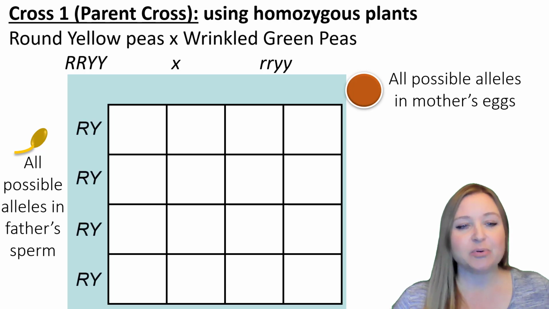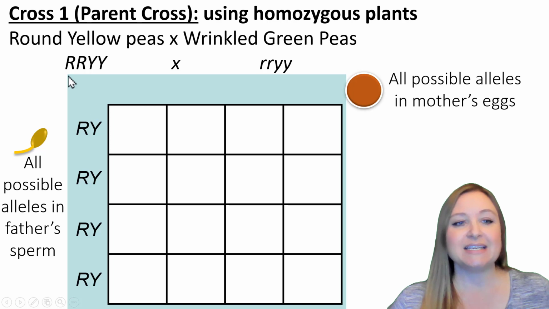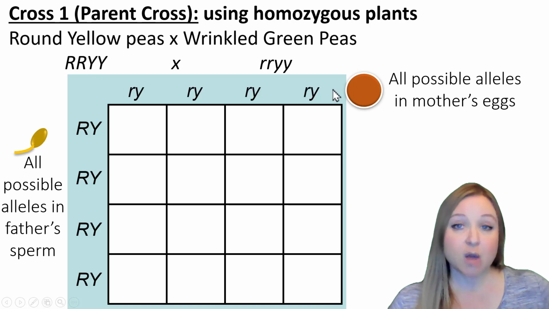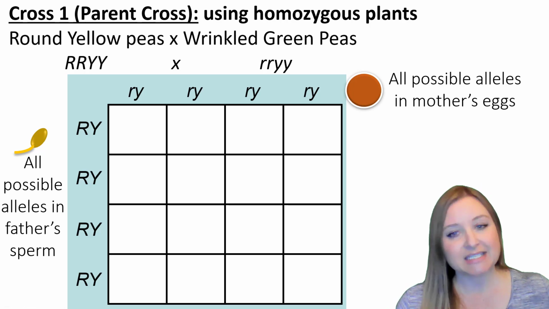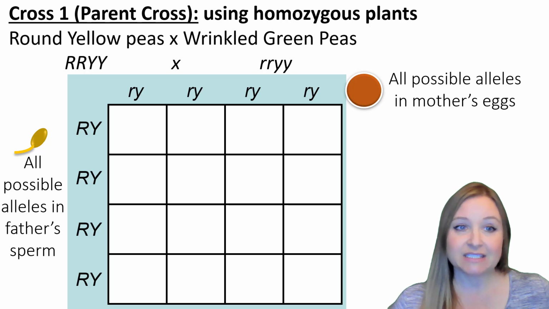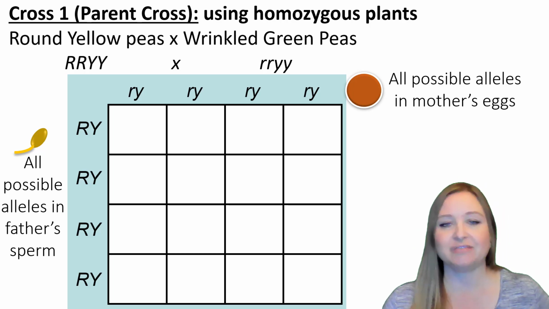So let's go ahead and put the father's possibilities over here. Now remember, he can only pass along big R and big Y because he is homozygous dominant for both genes. Now at the top, we'll put the possible alleles we can find in the mother's eggs. And because she is homozygous recessive, we know that those eggs are all going to have 1 recessive allele for the shape of the pea and 1 recessive allele for the color of the pea.